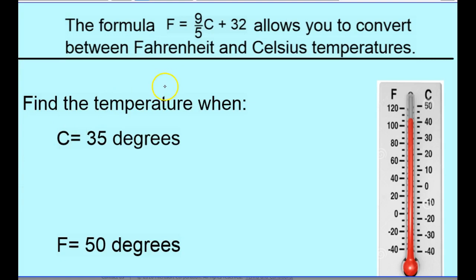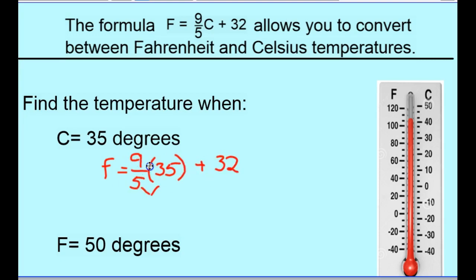All right, now we're going to work with some temperature problems. So it says the formula F equals 9/5 C plus 32 allows you to convert between Fahrenheit and Celsius temperatures. Fahrenheit is the F, Celsius is the C. So it says find the temperature when C equals 35 degrees. So we're going to have an F equals 9/5. Now our C is going to equal 35, so instead of C we're going to have 35 plus 32.